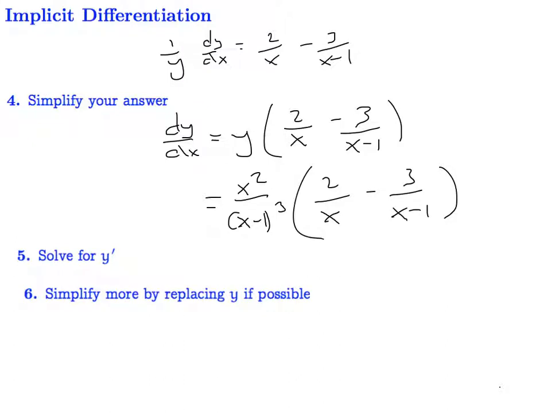And so just to reiterate these last two steps, we solved for our derivative, and here we replaced y with what we knew y was originally way back at the start of our problem, x squared over x minus 1 cubed.